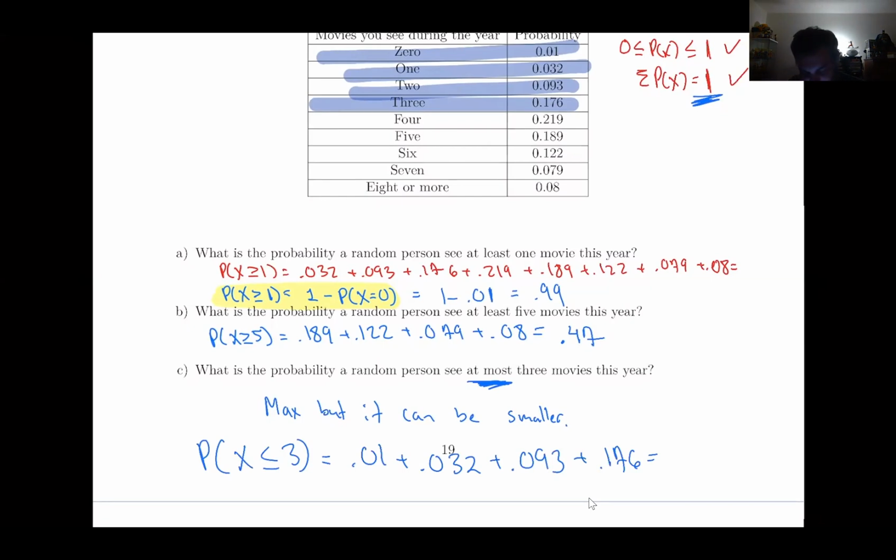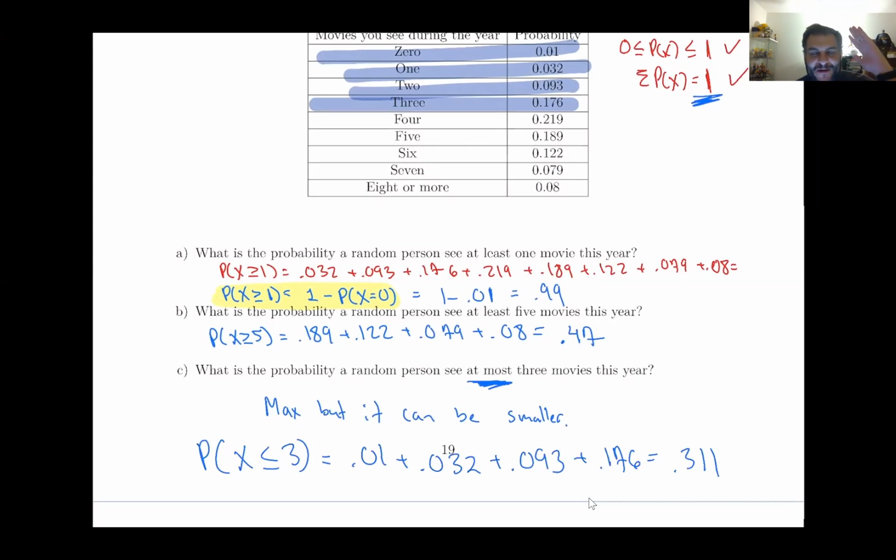0.01 plus 0.032 plus 0.093 plus 0.176. So you get 0.311. Okay. So there's a 31% chance that a random person will watch 3 movies for the year. I think I do that for the week now. All right. But that's it for the last problem. Any question in regard to this last problem?